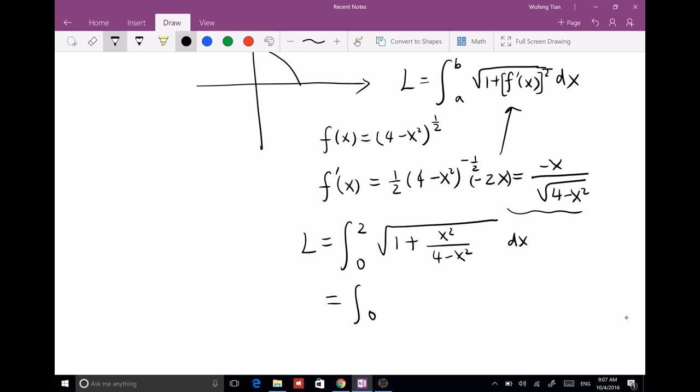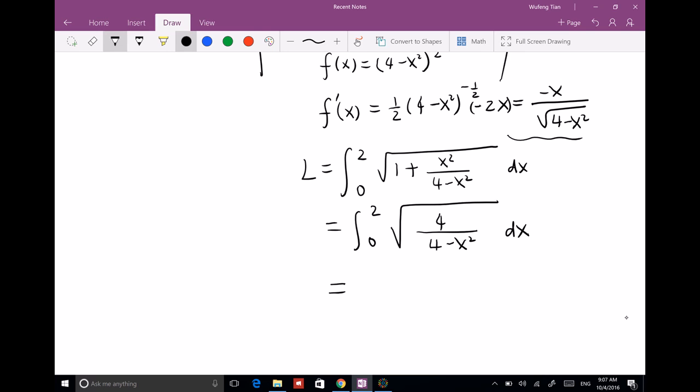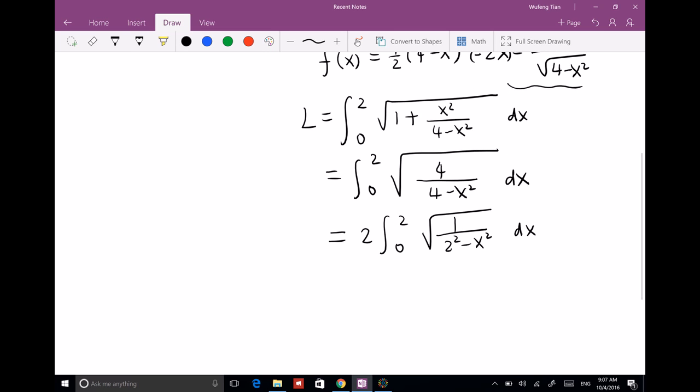Then we got 0 to 2. We simplified and combined these two with a common denominator. We got 4 over 4 minus x squared, if you remember. Then you can take the 4 out: 0 to 2 of 2 times 1 over square root of 4 minus x squared dx. Then we use the formula to find the arc length, the formula of 1 over square root of a squared minus x squared dx.